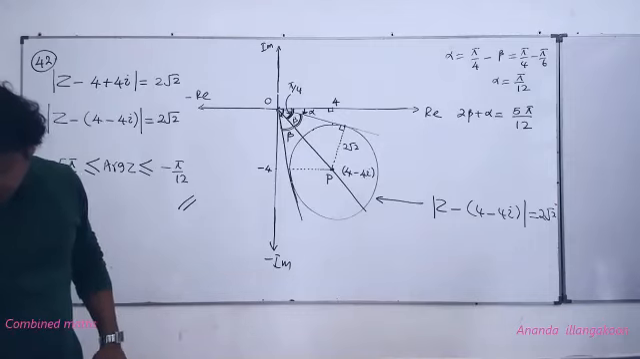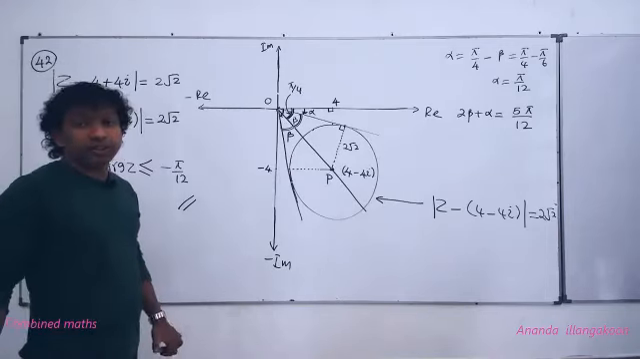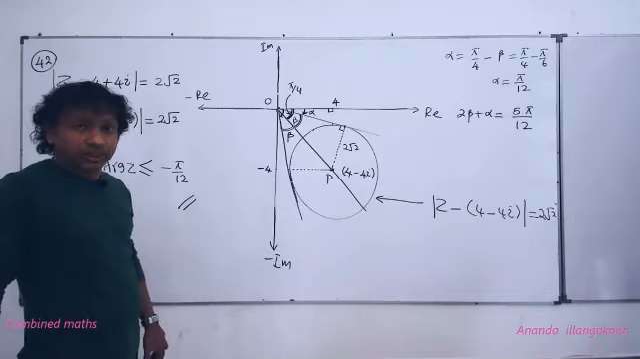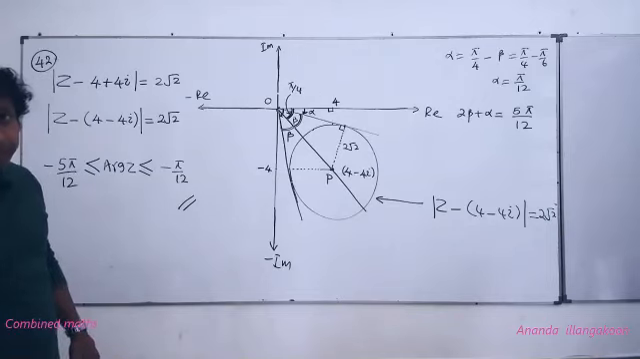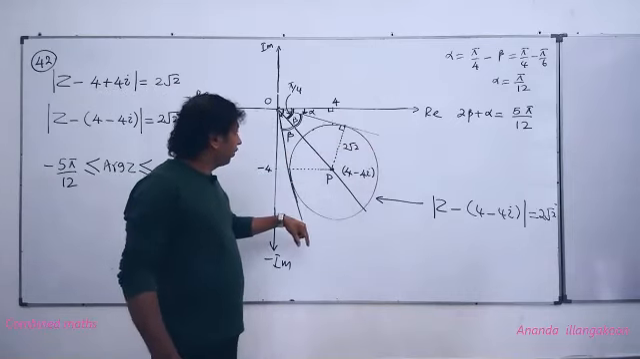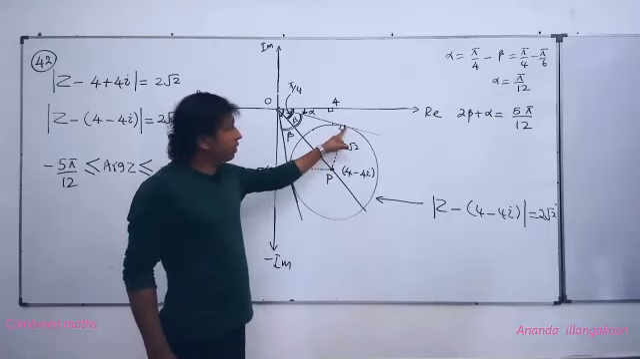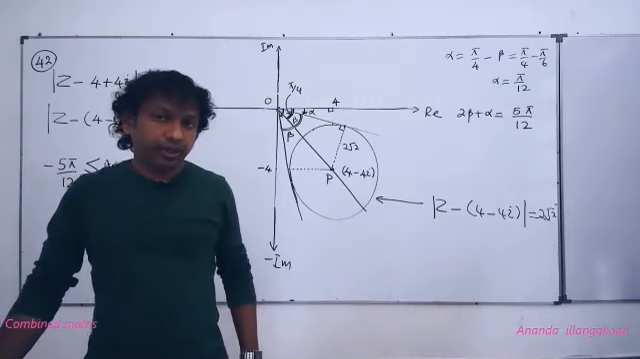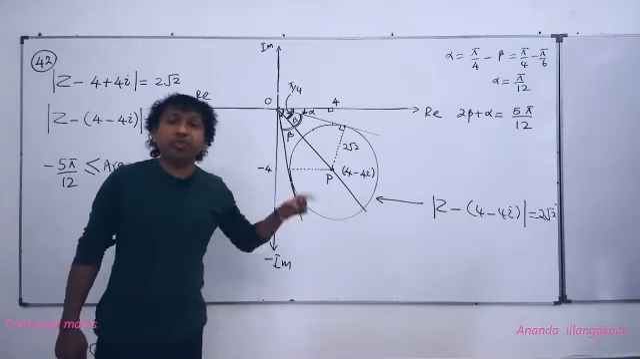Find arg z when mod z is minimum. People, where is the point on the circle corresponding to the minimum mod z? The required complex numbers z lie on the circle, no? When you select a complex number on the circle, its modulus means the distance from there to the origin. Then we have to find the point on the circle corresponding to the minimum distance from the origin.